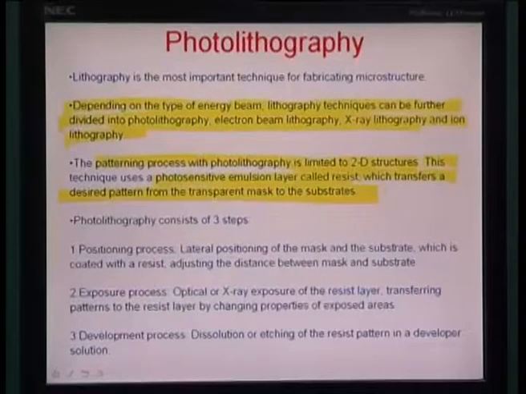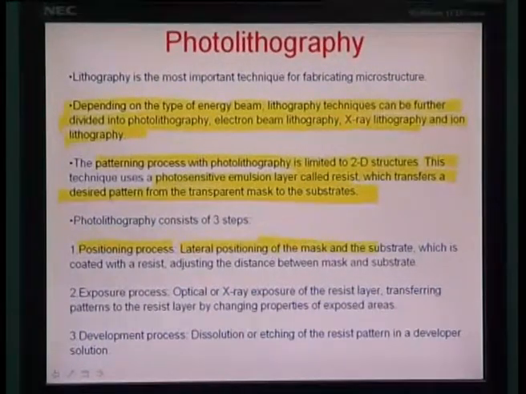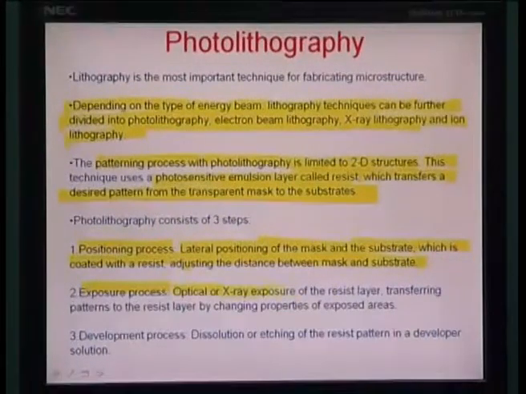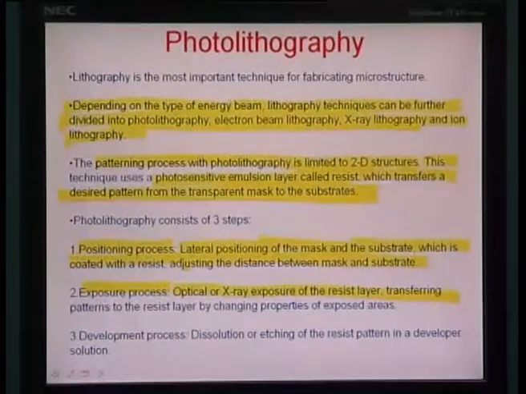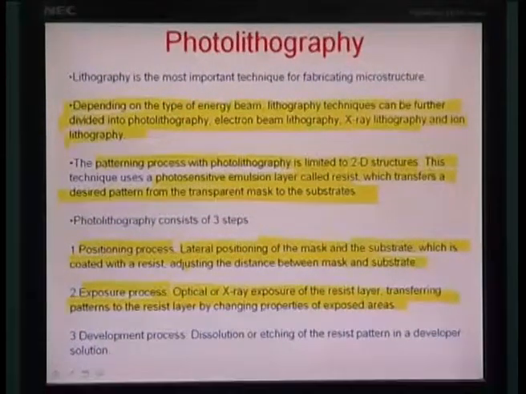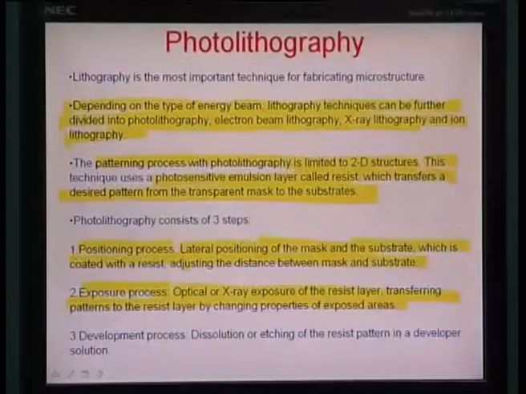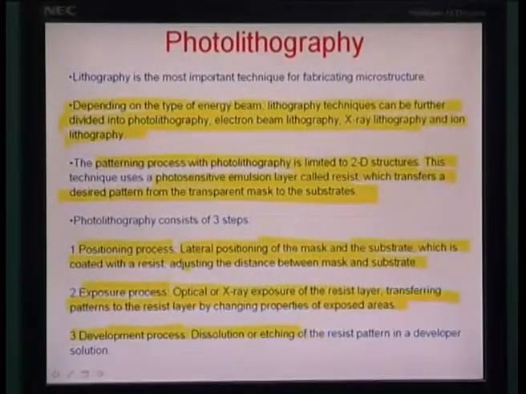It consists of 3 stages. Positioning process is essentially the lateral positioning of the mask and the substrate, which is coated with the resist, adjusting the distance between the mask and substrate. Exposure process is a step where optical or X-ray exposure is done to the resist layer, and it immediately transfers the pattern to the resist layer by changing properties of the exposed areas. The exposed areas are being sealed and directed through the mask, and then you have the development process, where whatever has been exposed is now dissolved and etching of the resist pattern is made in a developer solution.